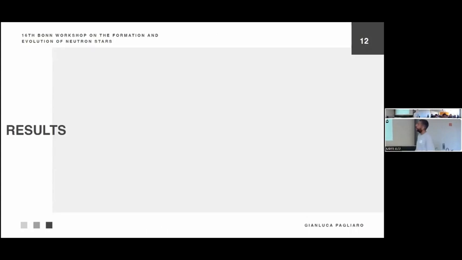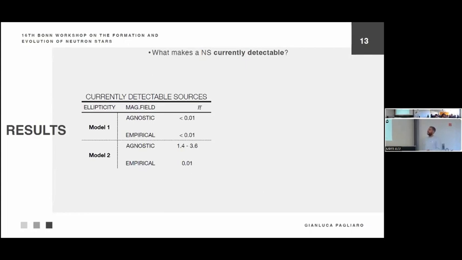So I can already show you our main results. Here in this table, it's a little bit depressing, I'm sorry. From model one ellipticity, we see something that we were expecting: no detectable objects in 100 realizations. However, we see a few objects from model two ellipticity.